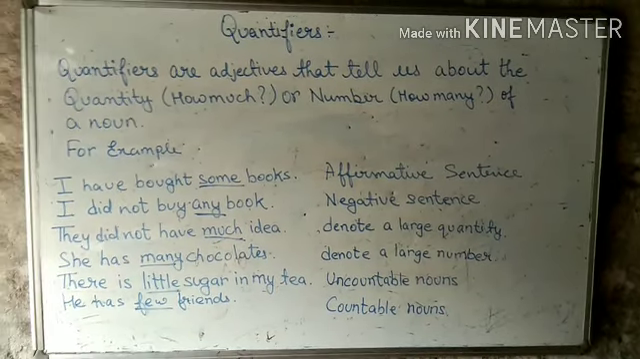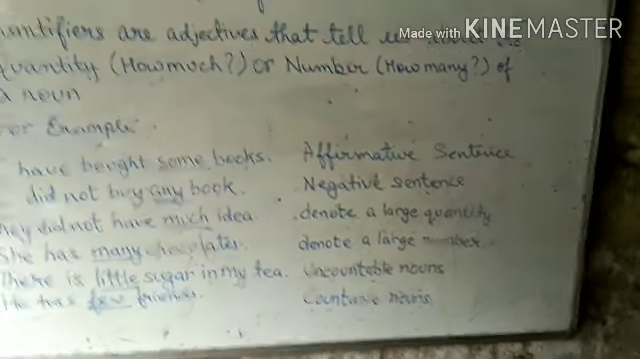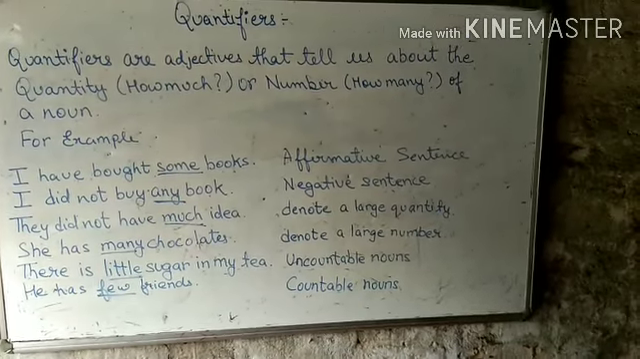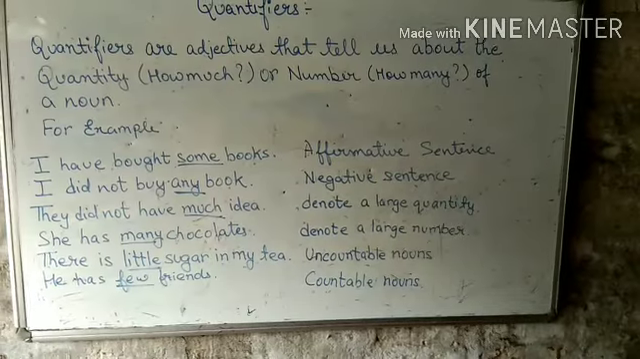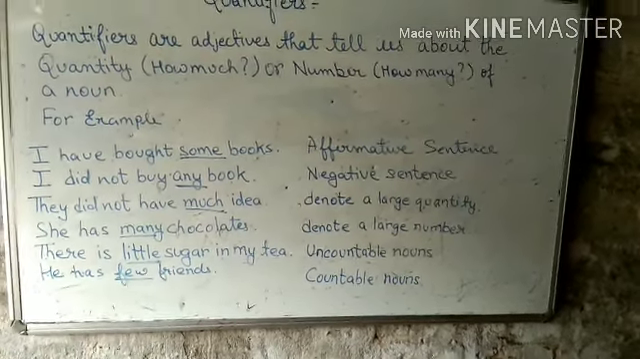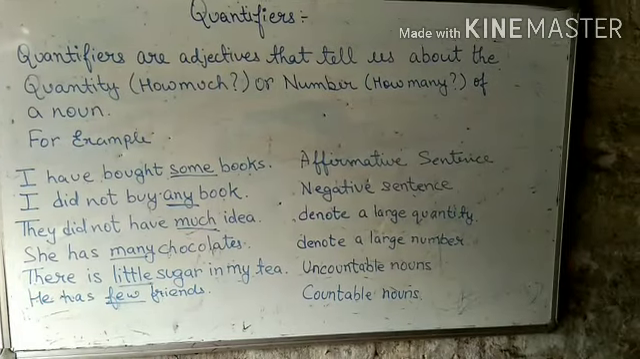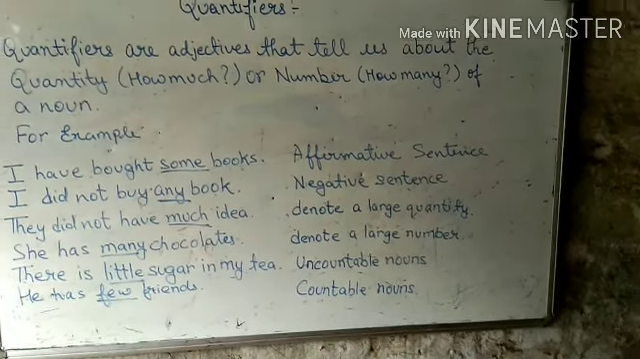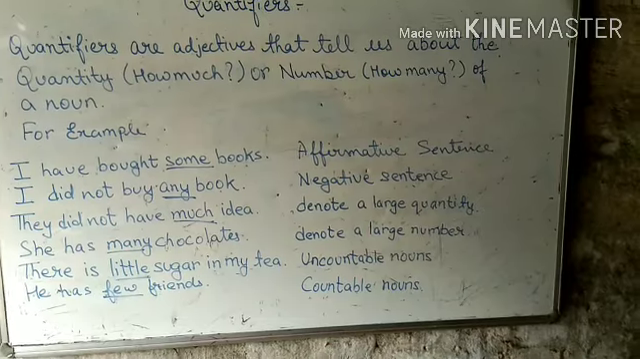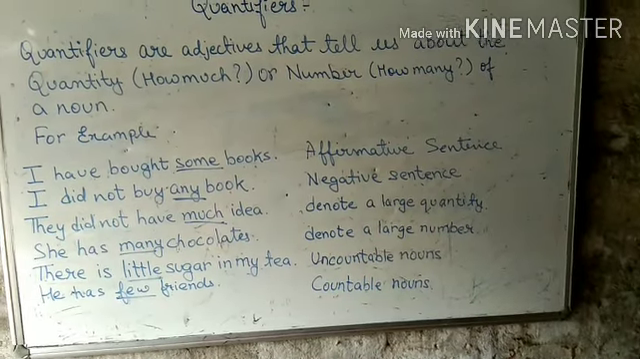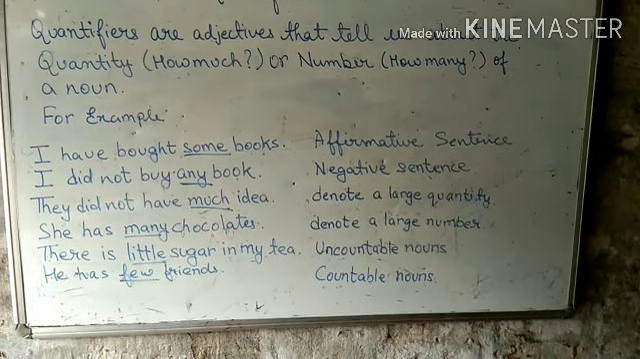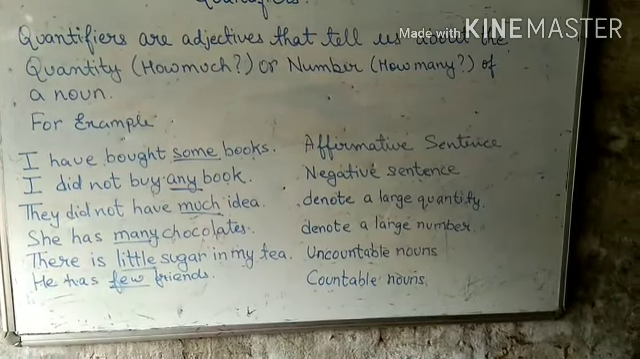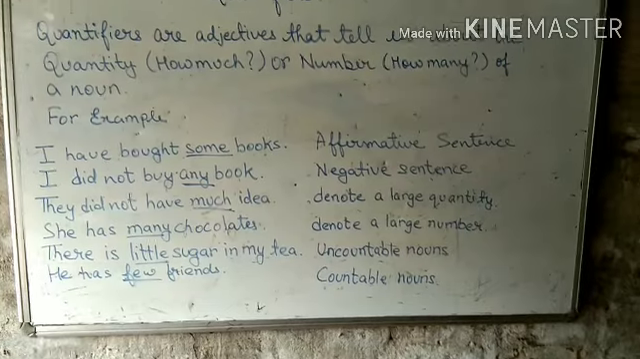I have some examples with you. I have bought some books. Books are countable nouns, and this is an affirmative sentence. I did not buy any book. Negative sentence. The teacher must have already told you that any is always used with a negative sentence. Please remember that. They did not have much idea. Idea is an uncountable noun, and much denotes a large quantity which is uncountable.